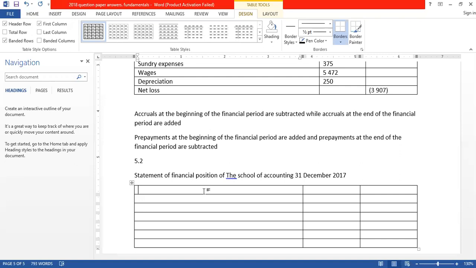Now the statement of financial position is as at December 2017, meaning you are using your 2017 information, 2017 balances. Do you understand? So what is the first thing that you record? It's your assets. Assets are the first thing, and then your non-current assets. With the non-current assets, we only have one there, which is fixtures at valuation.